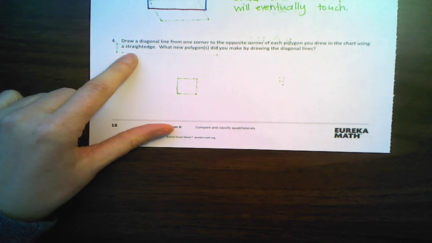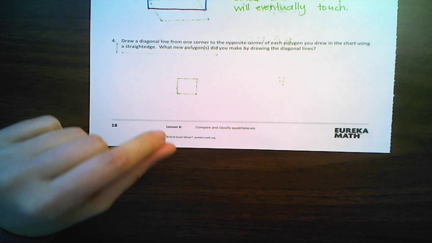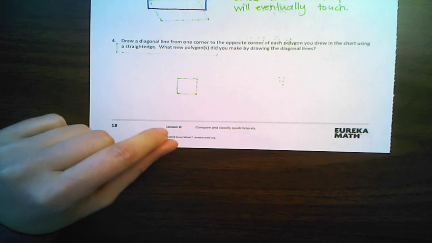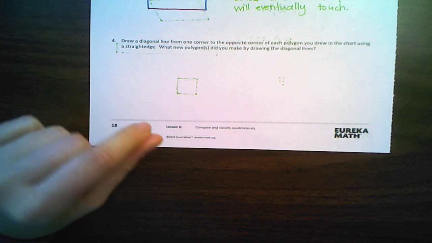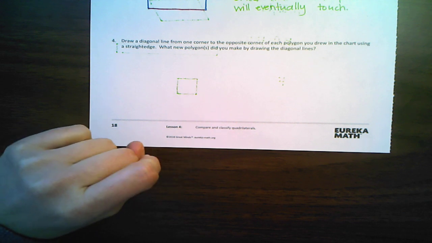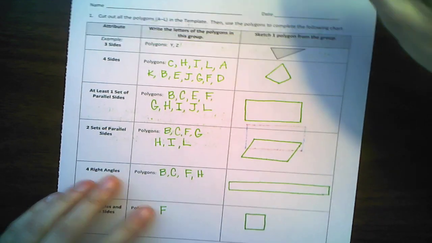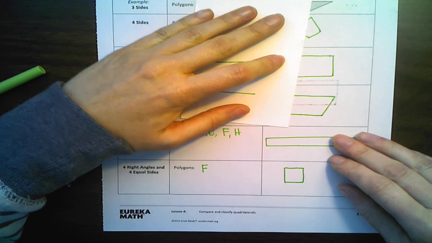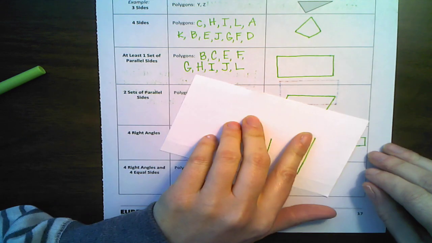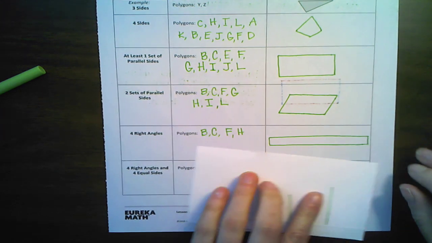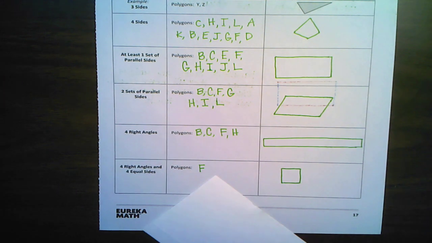Okay, let's read number 4 together. Draw a diagonal line from one corner to the opposite corner of each polygon you drew in the chart using a straight edge. What new polygons did you make by drawing the diagonal lines? Okay, so it's asking us to flip back over and draw a straight line or diagonal line from one corner to another corner, right? And let's see what new polygons we've made.